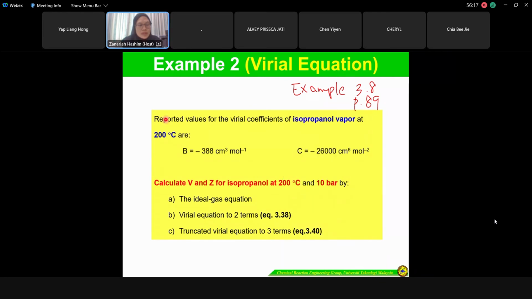Okay, so just now I mentioned the values of B and C are substance specific, and they depend on the temperature. That's why you can see here, the values for B and C are only valid for this isopropanol at 200 degrees Celsius. So if you change the temperature, the values will change. If you change the substance, it will also change the values for B and C. Okay. So now you need to calculate V and Z.